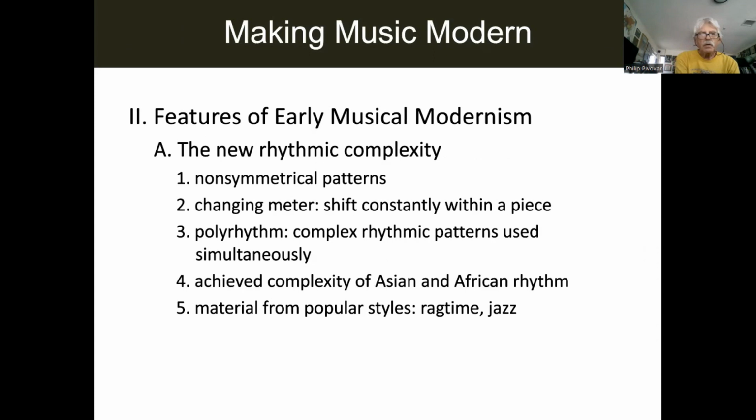The music features of early musical modernism: non-symmetrical patterns, right? It kind of doesn't make sense. Changing meter quickly. It's like 1-2, 1-2, 1-2-3, 1-2-3, 1-2-3, 1-2, 1-2, 1-2-3, 1-2-3. Just a lot of things that are unpredictable. Polyrhythms. What does that mean? You have more than one rhythm going on at the time, and it's difficult to perform when you have one and three, one and two, and different combinations. Polyrhythms is what it says. Paying attention to non-Western music again, and using popular music in your art music, using ragtime and jazz music in your art music.